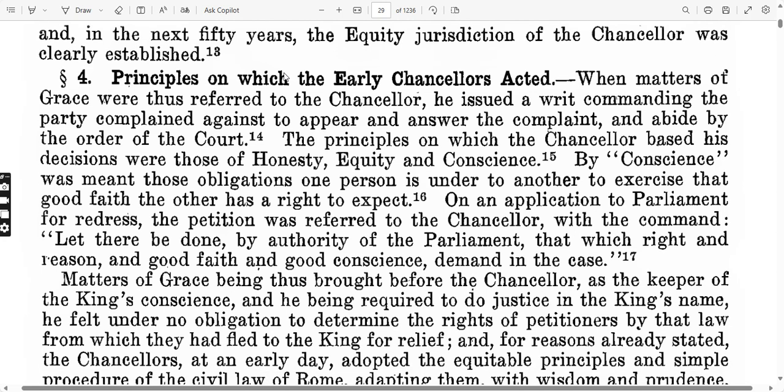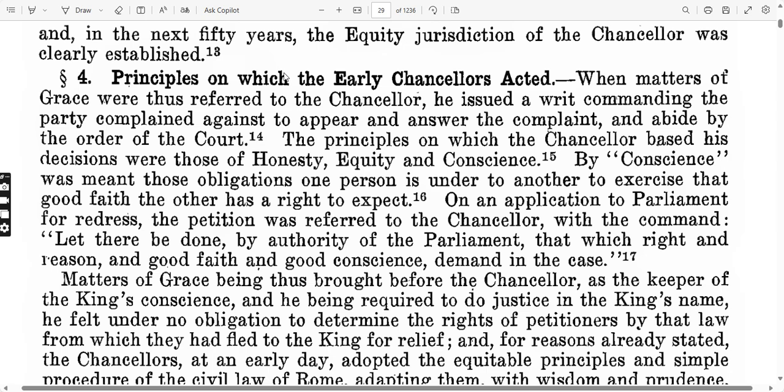4. Principles on which the early chancellors acted. When matters of grace were thus referred to the chancellor, he issued a writ commanding the party complained against to appear and answer the complaint and abide by the order of the court. The principles on which the chancellor based his decisions were those of honesty, equity, and conscience. By conscience was meant those obligations one person is under to another to exercise that good faith the other has a right to expect.